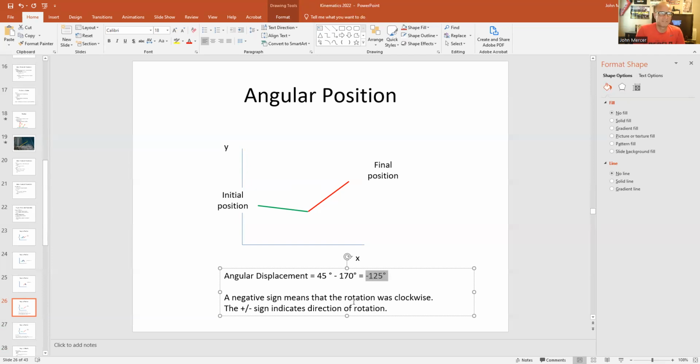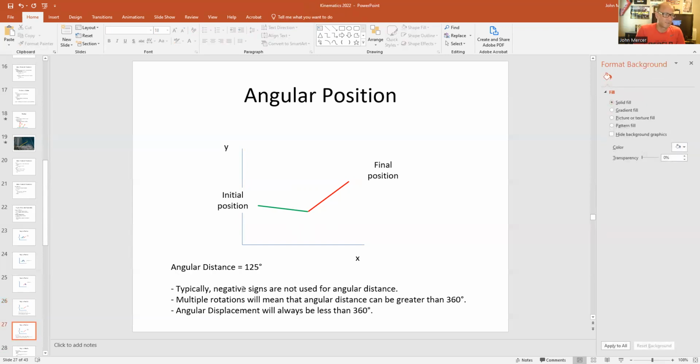Angular displacement is a vector. It's represented by magnitude and direction. The magnitude is the 125 degrees. The direction is this negative sign. All that direction is telling us is which way we're seeing rotation happen from a displacement perspective. So a negative sign simply means the rotation was clockwise. The positive or negative sign simply indicates direction of rotation. And we'll do a deeper dive on this in subsequent presentations.